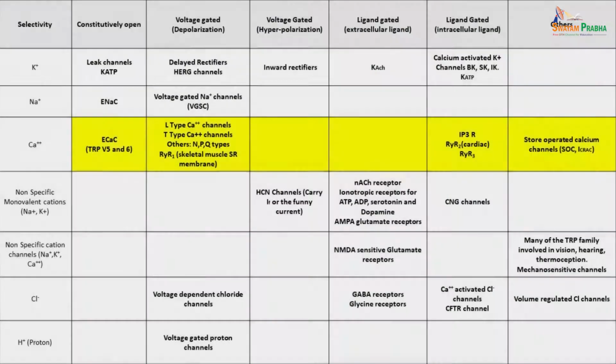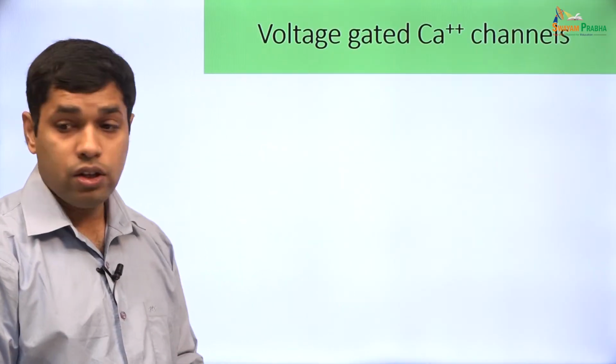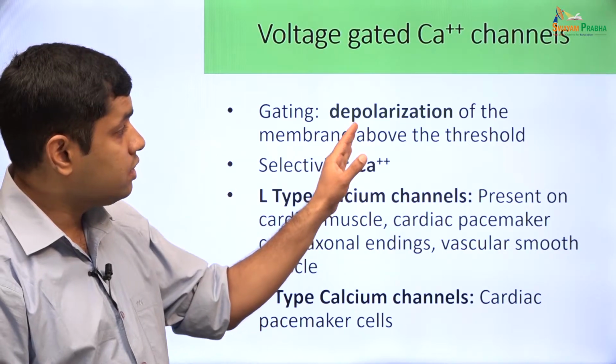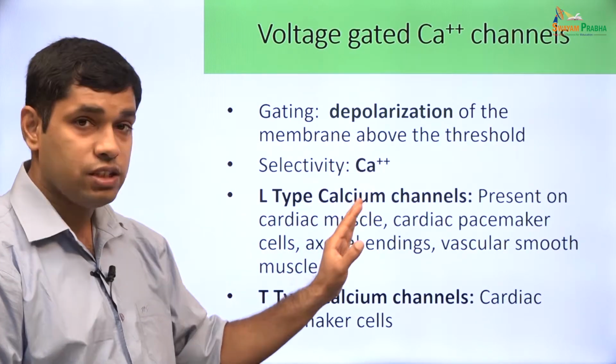But what we will discuss now is the different channels that are involved in regulating intracellular calcium levels. And we'll start off with the first one, that is the voltage-gated calcium channels. We've discussed this in brief before, but we'll talk about the L-type calcium channel and the T-type calcium channel, which are voltage-gated channels selective for calcium. Let's start off with the voltage-gated calcium channels. So what do we know about them? We know that these are open with depolarization, they are selective for calcium.